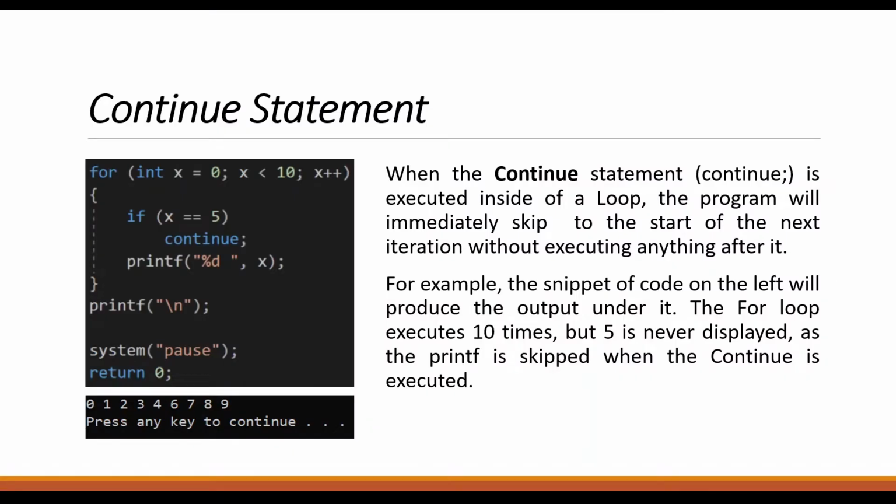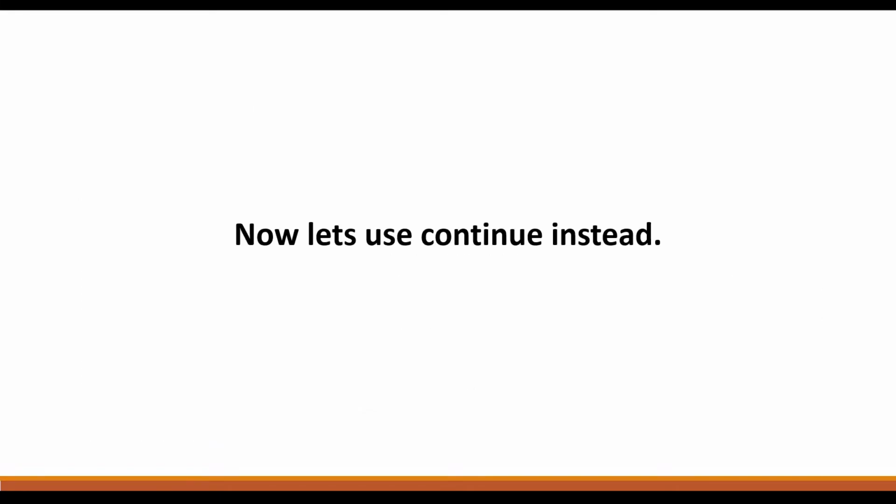When the continue statement is executed inside of a loop, the program will immediately skip to the start of the next iteration without executing anything after it. For example, the snippet of code on the left will produce the output under it. The for loop executes 10 times, but 5 is never displayed, as the printf is skipped when the continue is executed. Now let's just continue instead.